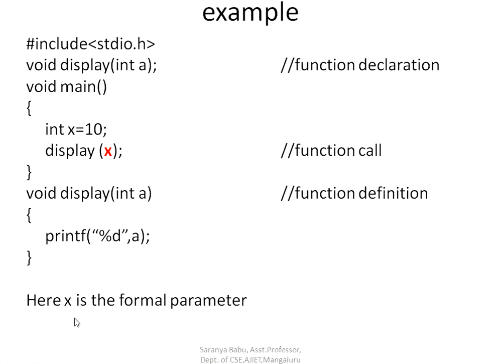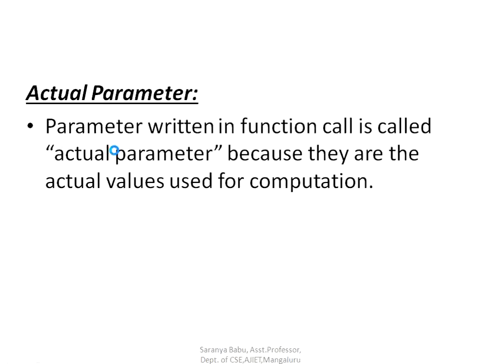So understood? Here x is not the formal parameter. Here x is the actual parameter. Clear? Formal parameters are the ones used in the function declaration as well as in the function definition. Is it clear, everyone? So in the function call you will be using the actual value that you need to execute in the program. So this is the first introduction part of the function.